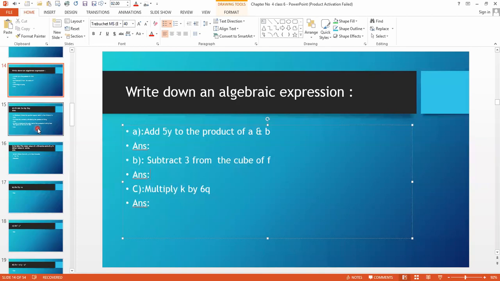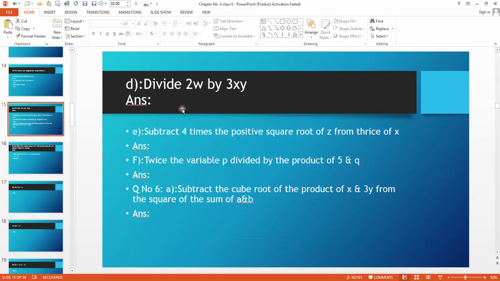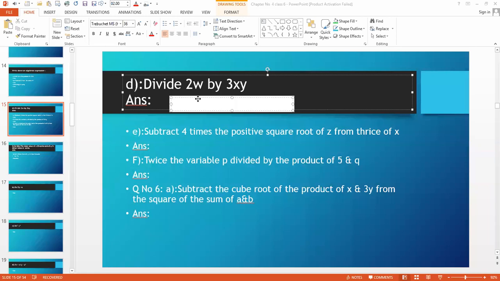They are saying write down an algebraic expression. This we have done. Now we move towards the next one. D: divide 2w by 3xy. Very easy. We have to divide 2w by 3xy. First we write 2w, and by means the quotient, that is 3xy. Okay, divide 2w by 3xy.